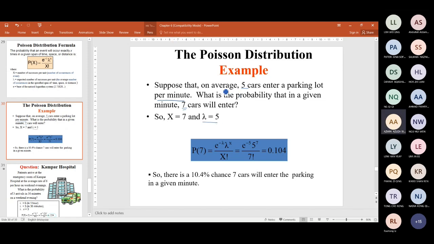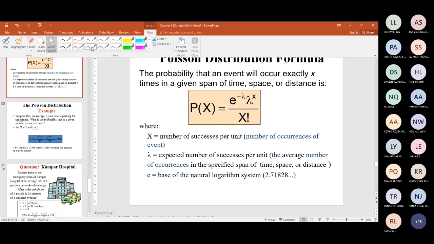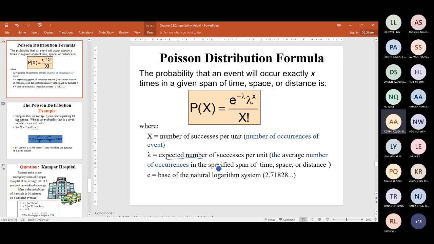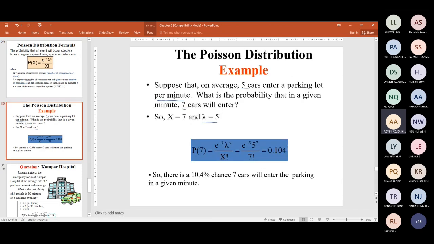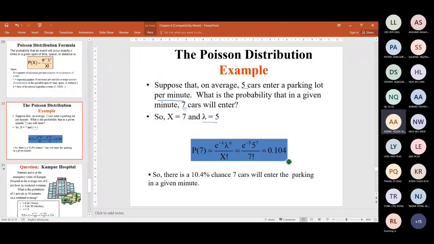Lambda is 5, so lambda is the average. Lambda is the expected number, the mean, the expected value. That is the mean number of successes per unit, or the average number of occurrences in a specified time. So in this question, per minute, the expected number of occurrences is 5 cars. That's why our lambda is 5. So you just use the formula, which you can see from this slide. So it's P of X equals e to the negative lambda, oops.